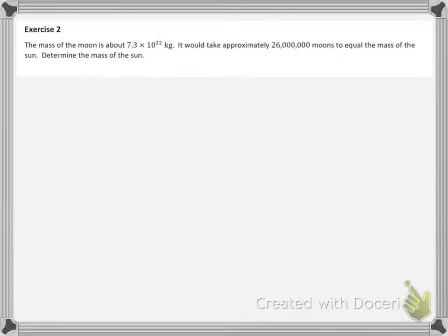Okay, exercise 2, the mass of the moon is about 7.3 times 10 to the 22nd kilograms. It would take approximately 26 million moons to equal the mass of the sun, determine the mass of the sun. So we're going to multiply the mass of the moon times the number of moons that it would take to equal the mass of the sun.